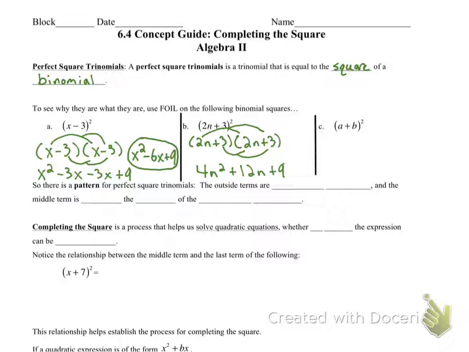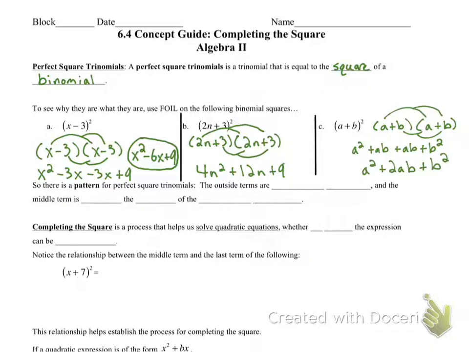If you just looked at a plus b squared, a plus b times a plus b, FOIL it, you get a squared plus 2ab plus b squared. So there's a pattern for perfect square trinomials. The outside terms are perfect squares, and the middle term is twice the product of the two terms.